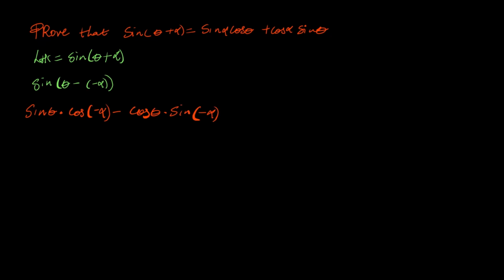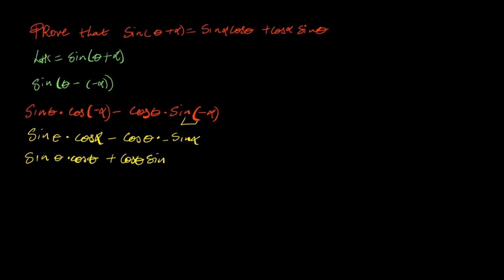Thereafter, we are going to remain with sine theta multiplied by cos of a negative angle. This is positive cos alpha, then minus cos theta sine of a negative angle. This will be negative sine alpha. Thereafter, this will further simplify to sine theta cos alpha plus, because negative multiplied by negative is positive, cos theta sine alpha.